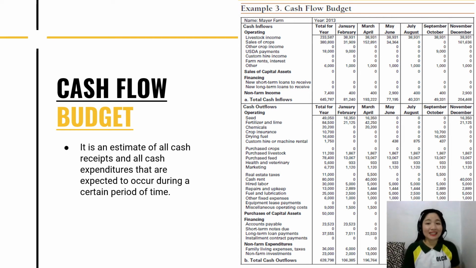Okay, so a little advanced planning can help avoid short-term shortages of cash. One useful tool for planning the use of capital in the farm business is the cash flow budget. A cash flow budget is an estimate of all cash receipts and all cash expenditures that are expected to occur during a certain period of time.